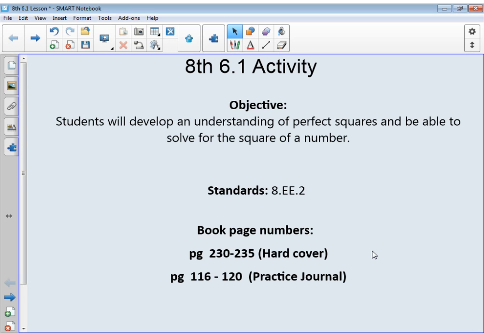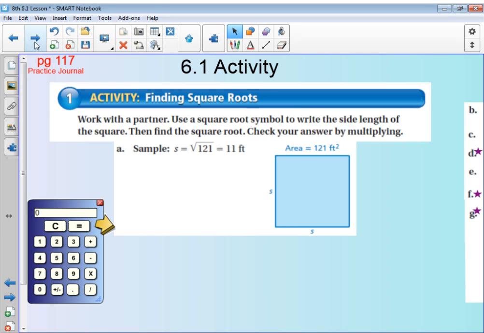Today you're going to need your practice journal, so go ahead and open up your practice journal to page 117. Okay, on page 117, we have an activity here where we're going to be working with finding, if we have a square, finding the side lengths when the area is given.